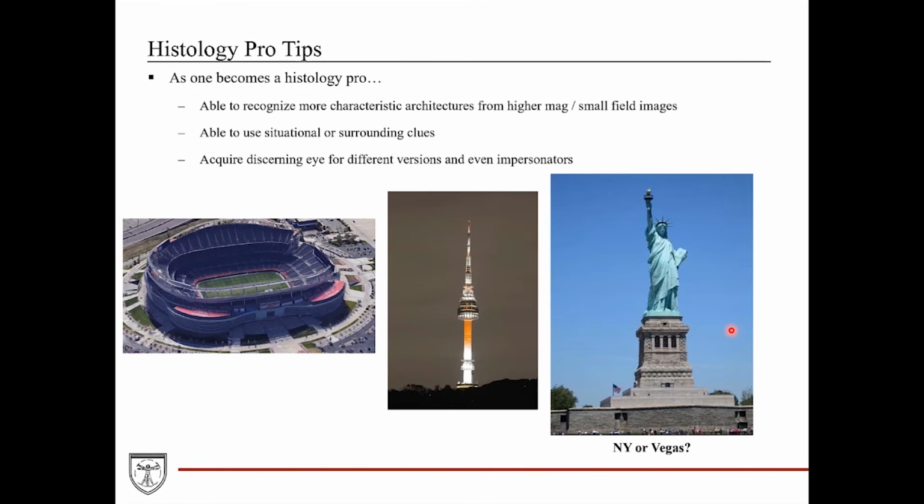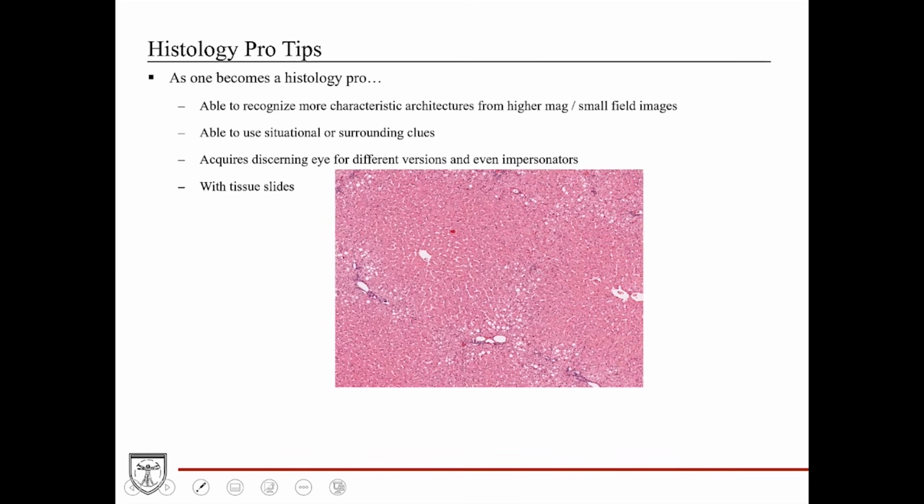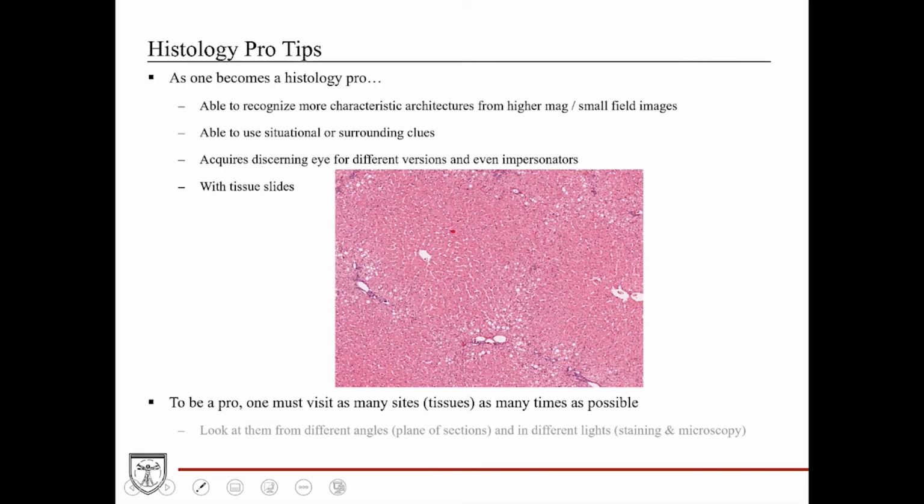And you will acquire a discerning eye for different versions of the same tissue or even an impersonator or 2 as well. And you'll be able to do that with tissue slides. Caveat, to be a pro, one must visit as many sites or tissues and as many times as possible to acquire that familiarity. And in order to do so, we need to look at as many of these tissues from different angles and different lights as possible.